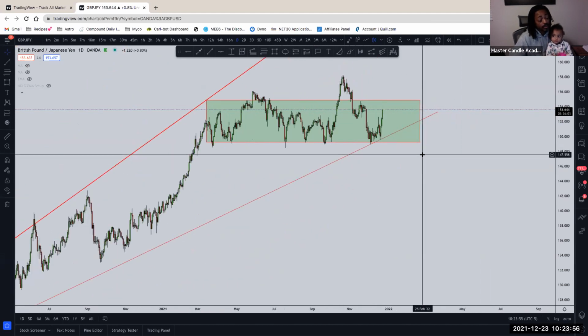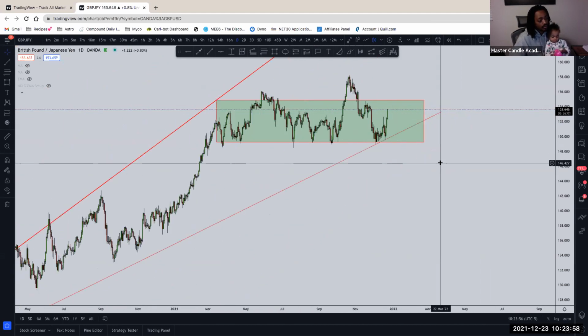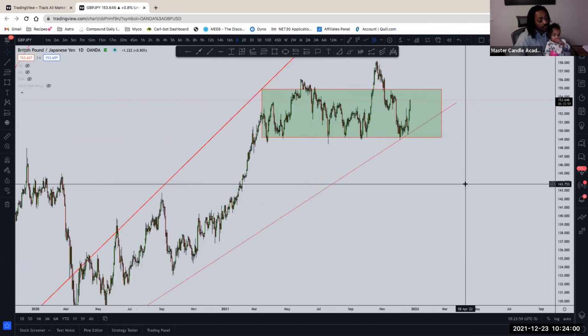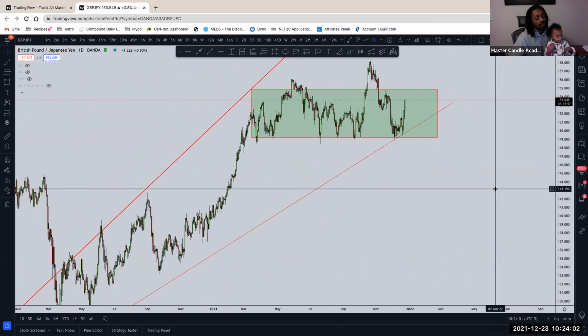Right? So from here, we're just going to wait for the market to break out. But we know now how to anticipate the breakout because we've already done our top-down analysis. And what was the trend of the market on a monthly time frame?